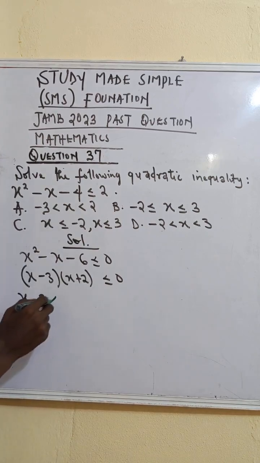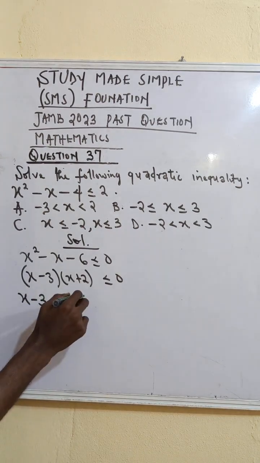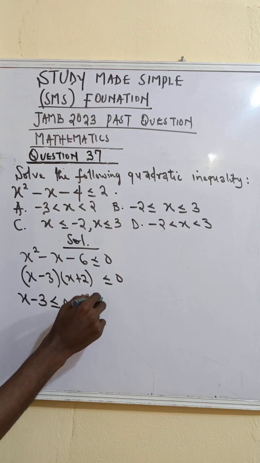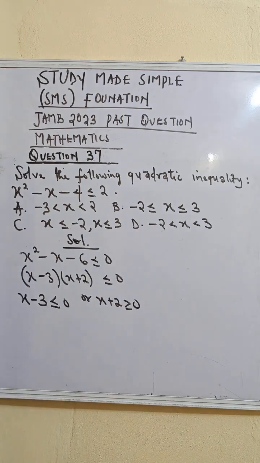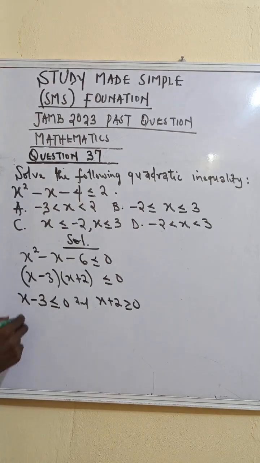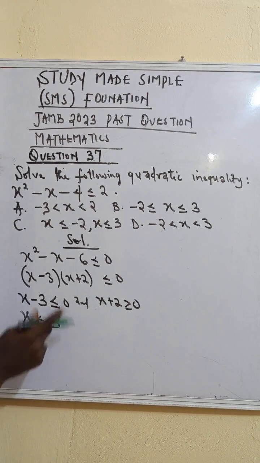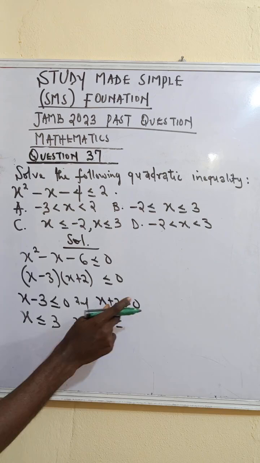x minus 3 to be less than or equal to 0, to be negative, and x plus 2 to be greater than or equal to 0. So this is what I will have. Let me use "and" in this case. Now, if I make x the subject here, I will have x less than or equal to 3, and x greater than or equal to minus 2.